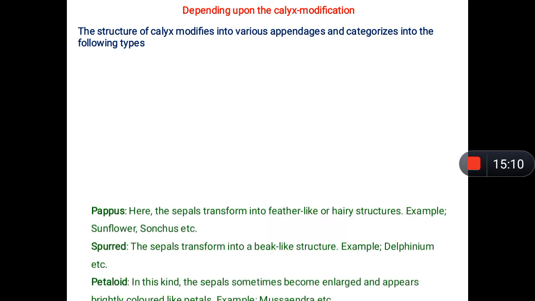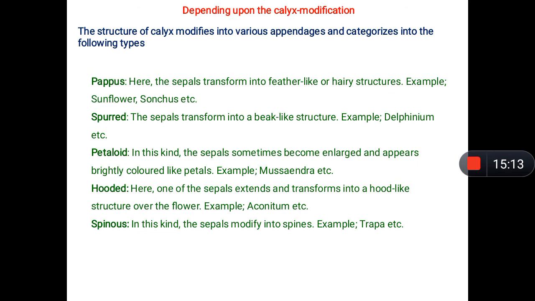Next type, depending upon the calyx, that is modification. What are those types? The structure of the calyx modifies into various appendages and is categorized into the following types. What are those following types? Pappus, spurred, petaloid, hooded, and spinose. Here, the sepals transform into feather-like or hairy structure. Example is sunflower. So those sepals or that calyx is called as pappus.